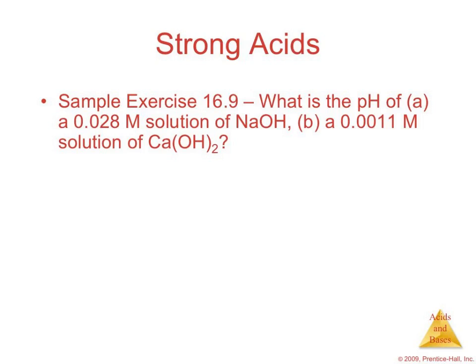Now, what you have to remember here, I'll write this up at the top here: 14. When you add the pH and the pOH together, they should add up to 14. So basically, to solve for the pH now, all we have to do is take 14 minus the pOH, which is 12.45.